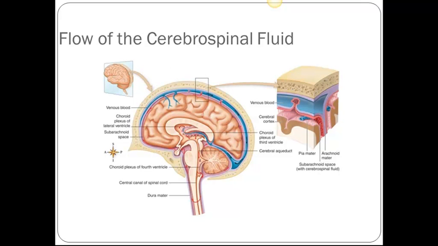The flow of cerebrospinal fluid. The fluid produced by filtration of blood by the choroid plexus of each ventricle flows inferior through the lateral ventricles, interventricular foramen, and the third ventricle. Also the cerebral aqueduct, fourth ventricle, and the subarachnoid space, and then to the blood, as you can see here.